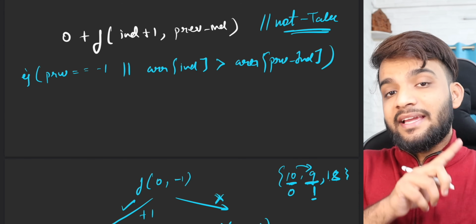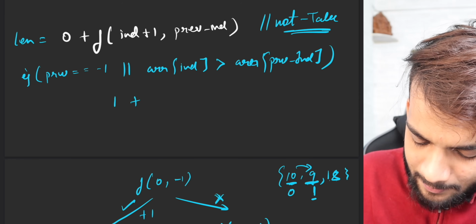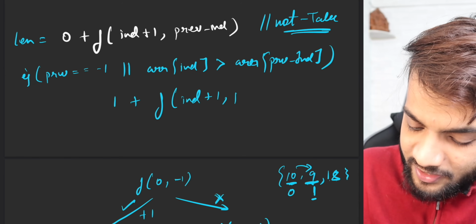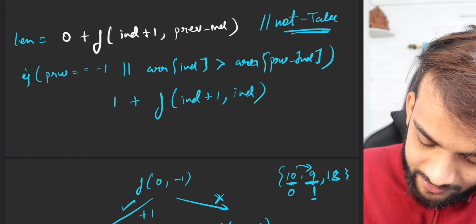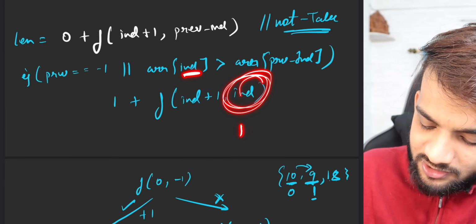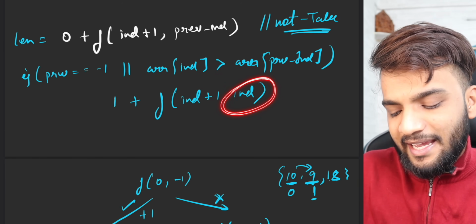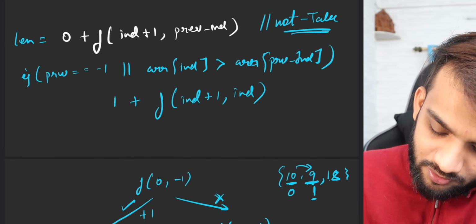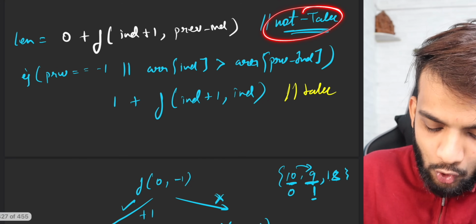And if I am taking it, I know the length will be 1 plus f of, I move to the next index, and the previous index will now be the current index, since I'm taking it. It moves to the next, saying go and check if this guy can be your previous or not. And this is the new length if you decide to take. So this was the previous one when you decided to not take.